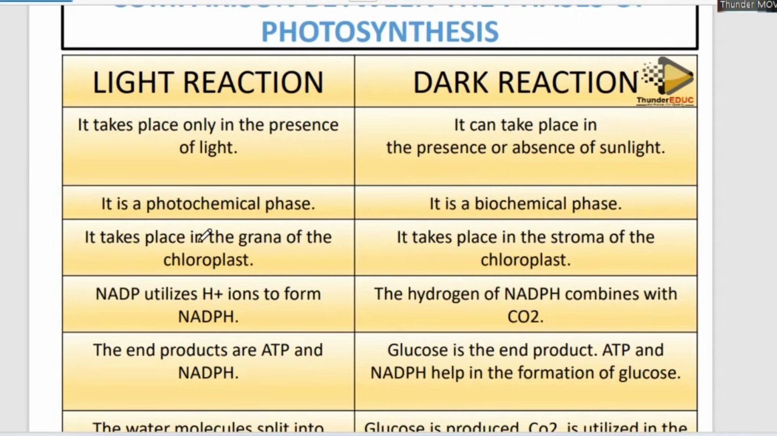The light phase takes place in the granum. Remember, a granum is the combination of different thylakoids which form this sac. The dark phase takes place in the stroma. The stroma is the fluid of the chloroplast, and that's where the reactions of the dark phase take place. NADP utilizes hydrogen ion to form NADPH. Then the NADPH combines with carbon dioxide to form glucose in the presence of ATP.